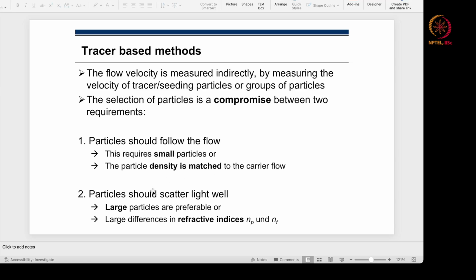And the particles should scatter light well, because unless they scatter, you cannot have sufficient measurement intensity. So in that case, as we will see, larger particles are obviously preferable. And we also need large differences in the refractive index between the particle and the fluid. So these are the two caveats when we do any tracer based methods.